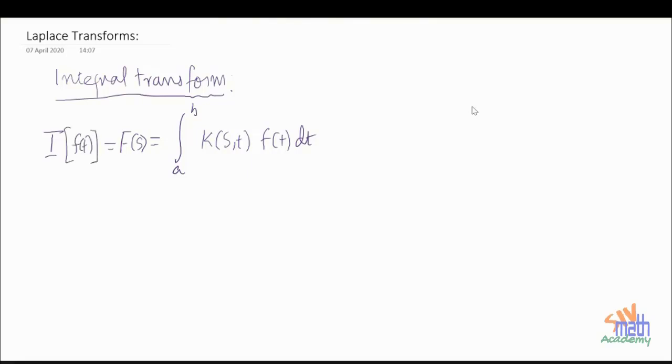It is a definite integral. You can see a to b. This portion we are calling the kernel of the transformation, and s we are calling a parameter.